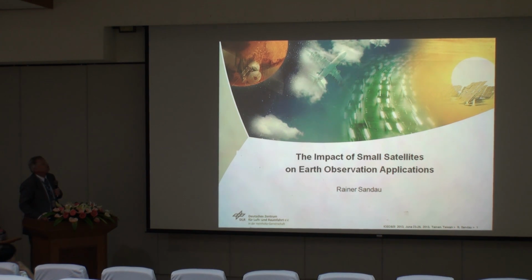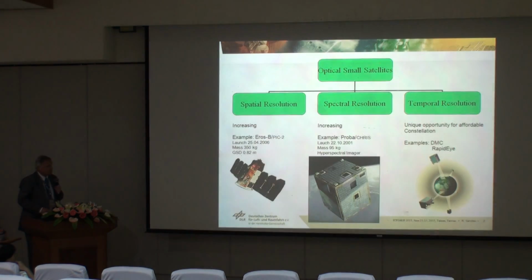Use of the small satellite features. To start with, I repeat the new graph I had yesterday for the optical small satellite part. It has the three different resolution kinds: spatial resolution, spectral resolution, and temporal. I talked about the increasing of the spatial resolution. It started in 2006 with less than 1 meter.